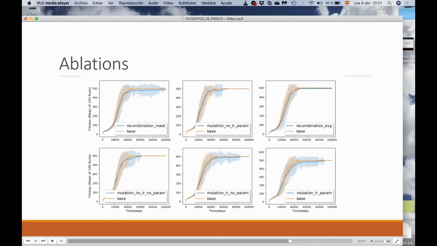Now, we'll take a look at our ablations. Weighted vote was used in all the experiments. Recombination in the top left and top right didn't greatly affect performance. We tried experimenting with stochastic learning rate, denoted as LR, and removing the parameter mutation, denoted as no param, but these had fairly small effects when compared to our baseline, with no learning rate mutation and Gaussian directed parameter mutation.